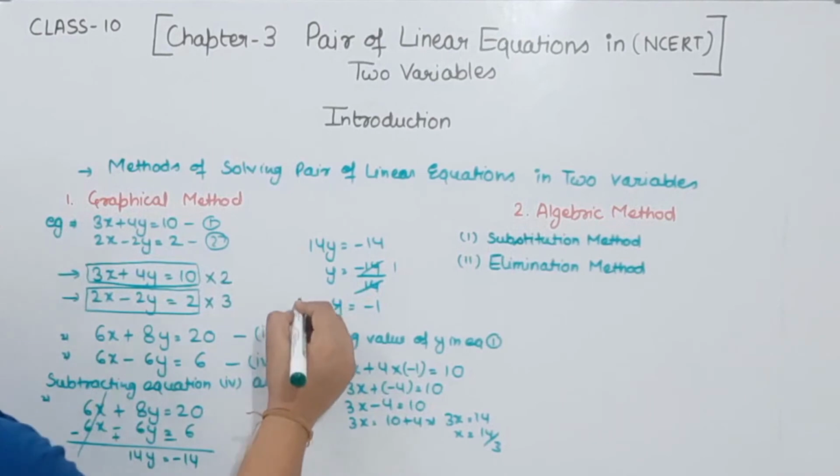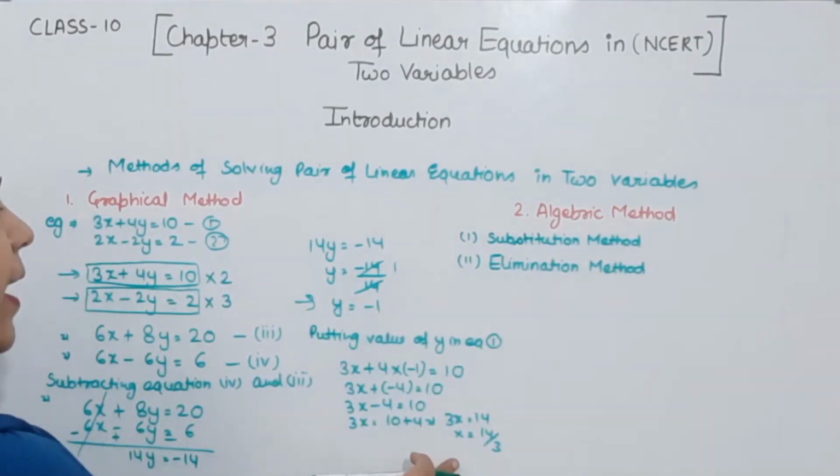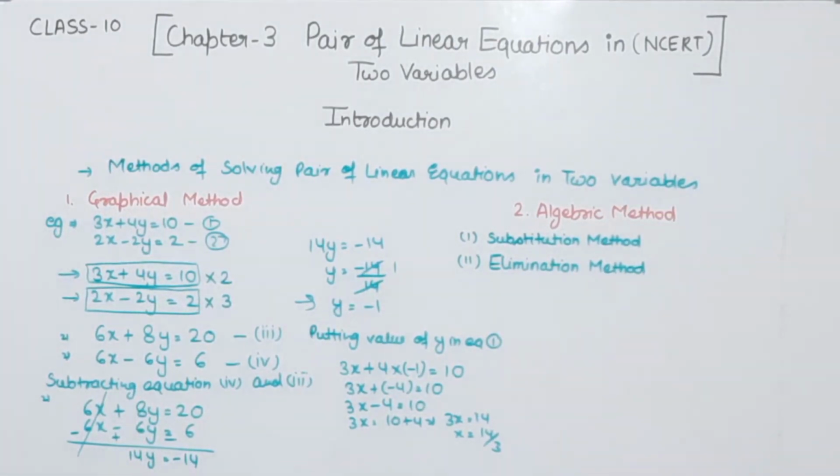So this one we are having the value of y is equal to minus 1 and the value of x we are having is equal to 14 by 3. So this one we are having is the elimination method.